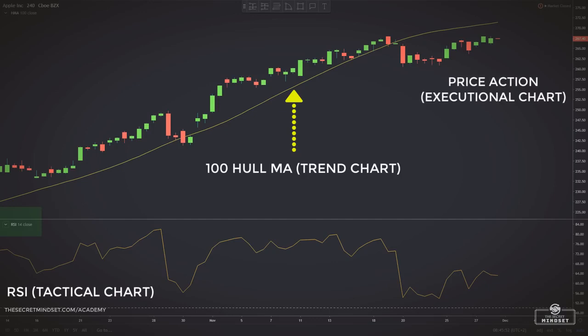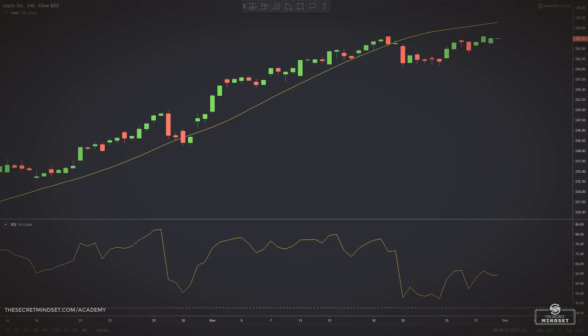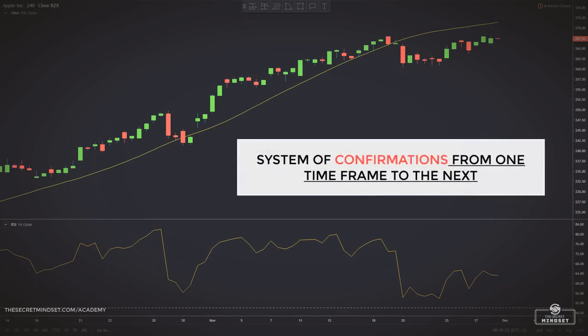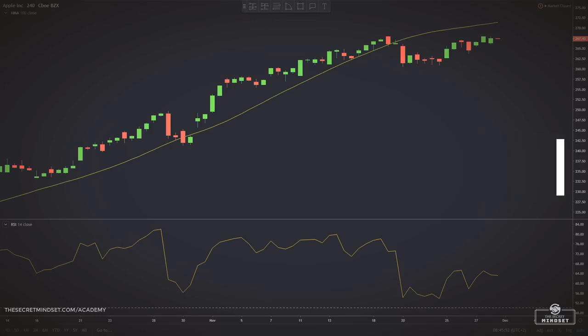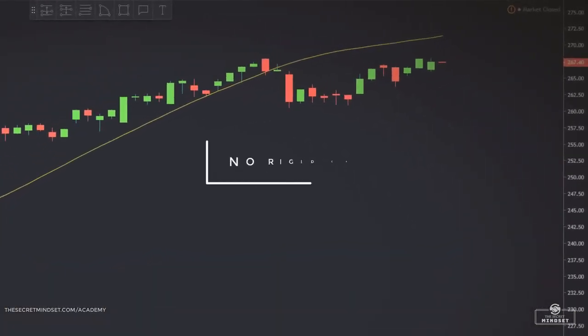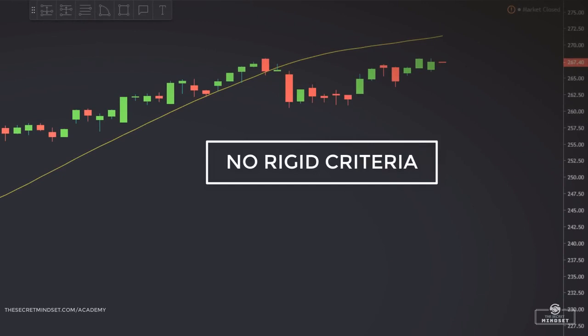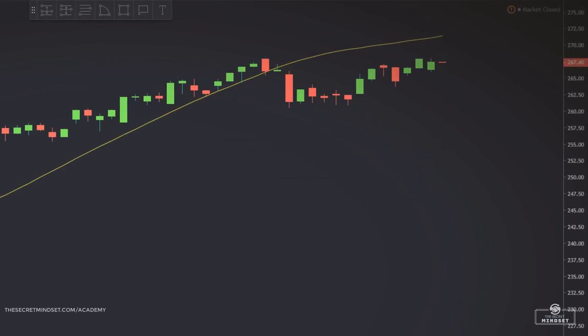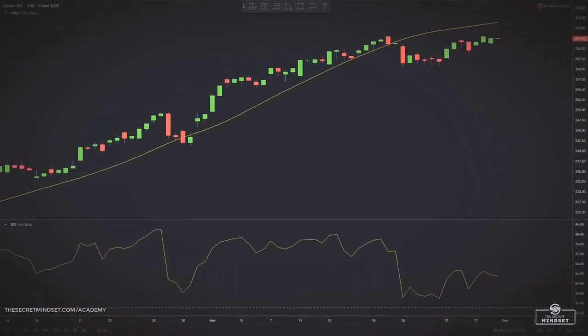Timing is everything with most strategies, and this one is no exception. Triple screen doesn't have a definitive buy or sell signal. It works as a system of confirmations from one time frame to the next. This is done in order to find a suitable time to enter a trend in the likely direction the market is moving. This can be both a good thing and a bad thing, because while there are no rigid criteria, this does mean you can incorporate your own thinking into the strategy. It also means you can make it simpler by using fewer indicators.